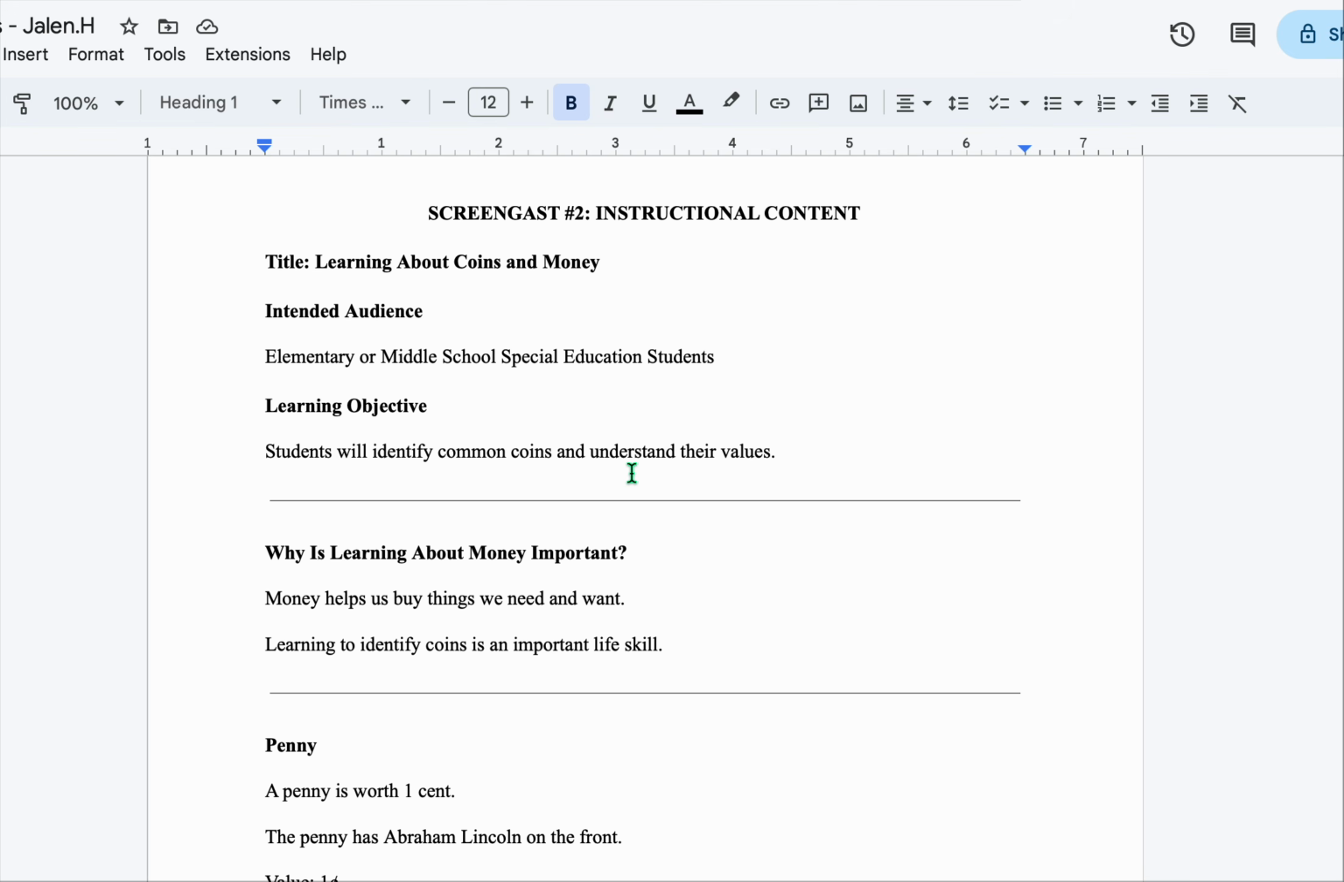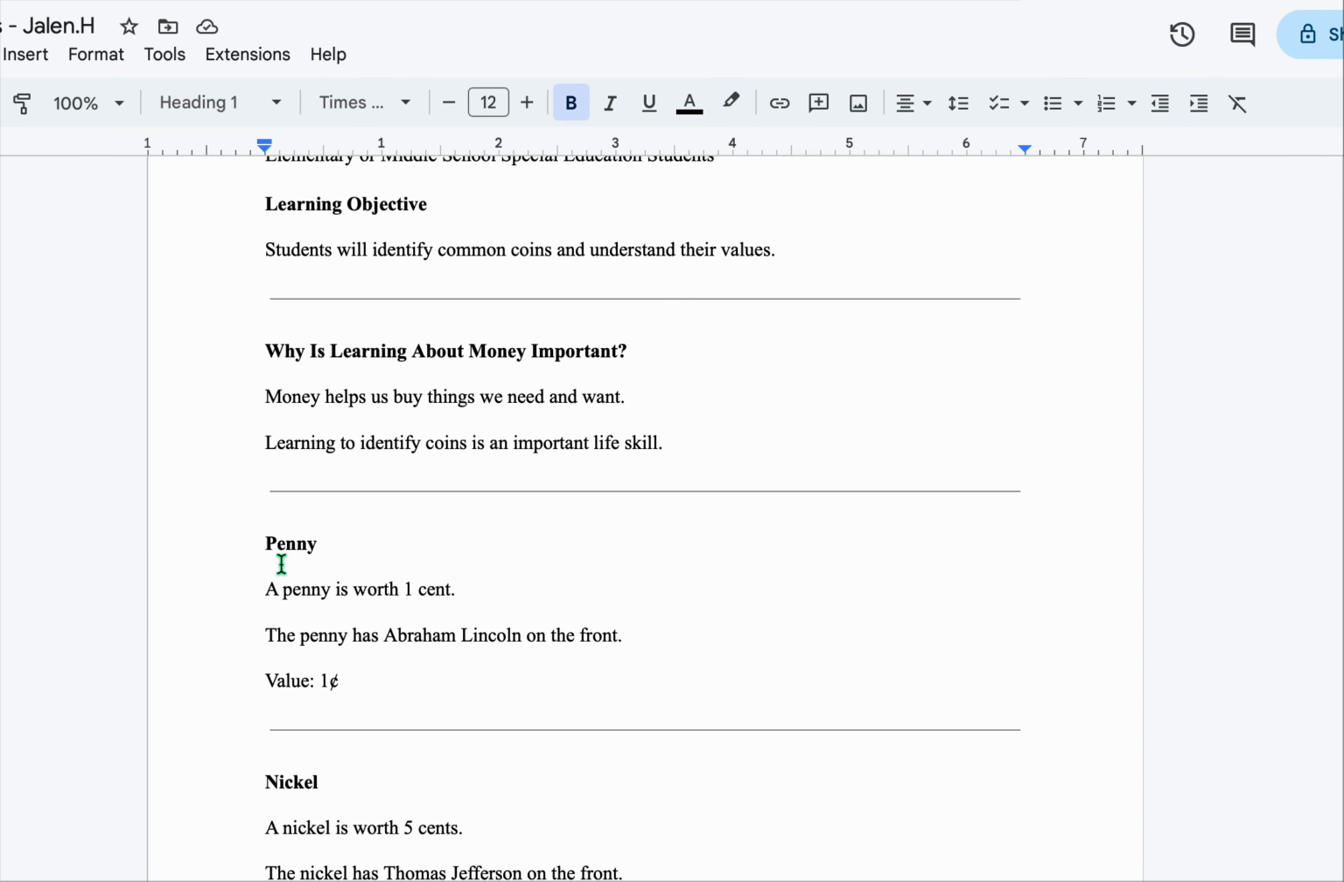So question number one, jumping into the lesson, is why is learning about money important? I simplified it by saying that money helps us buy things we want and we need. Learning to identify coins is an important life skill. Using money in financial aspects that our students might use later in life, it's very important to give them that flexibility and that understanding.